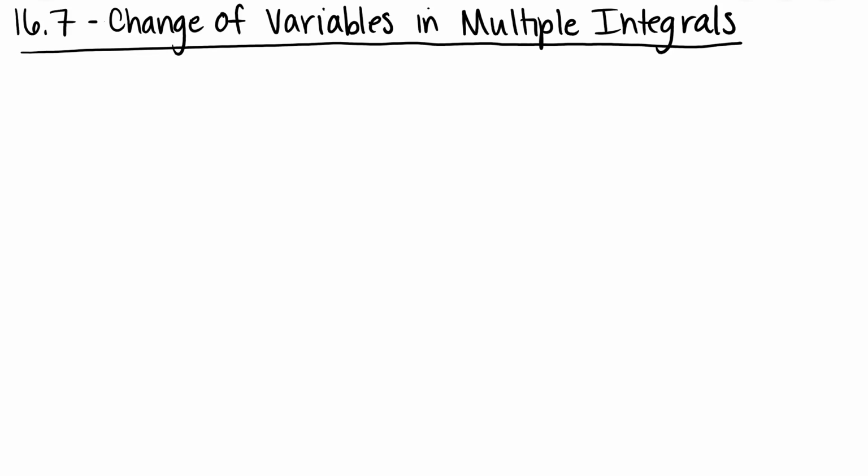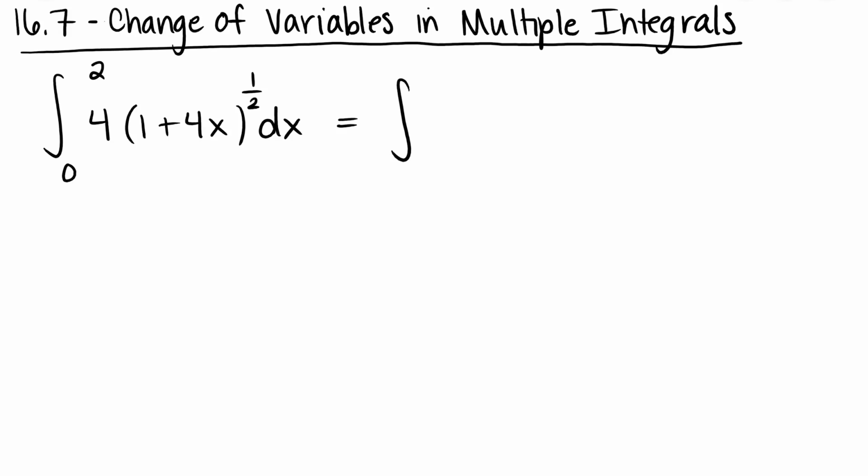So the idea here is that we're going to do a change of variables now, just like we did in Calc 1 and at the end of Calc 1, at the beginning of Calc 2, when we talked about doing substitution. Let's say we have an integral from 0 to 2 of 4 times (1 plus 4x) to the 1/2 dx. Okay, so we will make a substitution, right? We'll let u equal 1 plus 4x, and then we see here du is 4 dx. So we have a really nice substitution here because I wanted it to be.